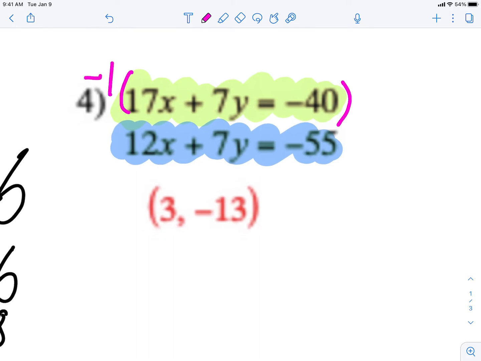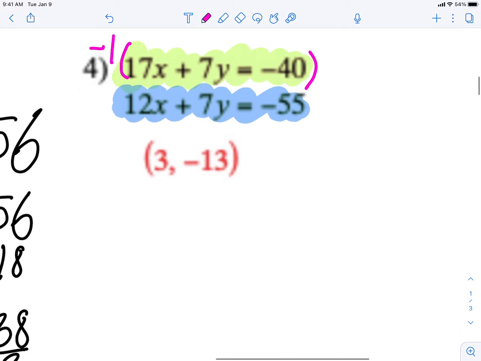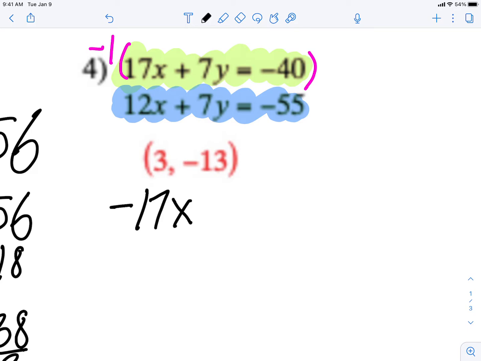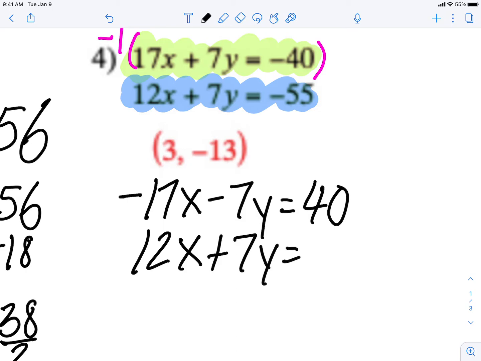Right. So now when I distribute, I'm going to multiply everything green in here by -1. -1 times 17x is a -17x. -1 times 7y is a -7y. And -1 times -40 is a +40. Well, I don't really need the positive, right? Just 40. The second equation, the blue equation, we just copy it down exactly the way it is.